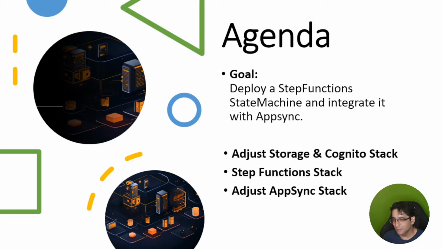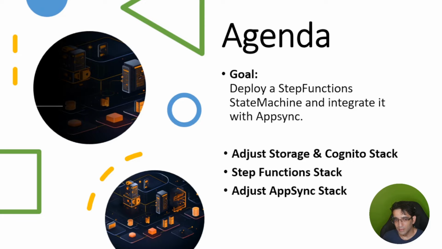After that's done, we're going to deploy our step function stack, which we'll create and add some tests to. After that, we will integrate it into our Appsync stack so that we can start an execution of the state machine. Then we are expecting an order to be added in both the users table and the orders table. So that's the goal for this video.